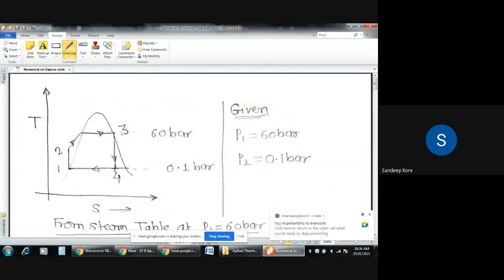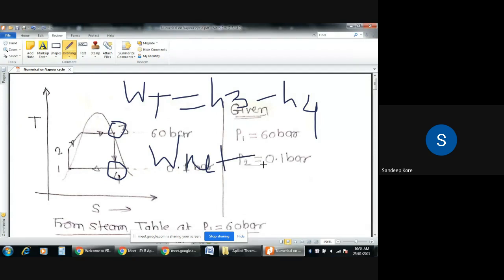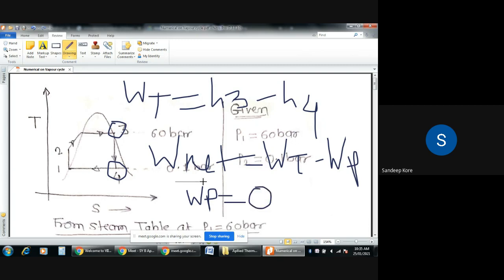So this is the TS diagram. At point 3, the turbine is going to start, and at point 4, the turbine is going to end. So turbine work WT is equal to H3 minus H4. Now what is net work? Net work is equal to turbine work minus pump work. Since we are neglecting the pump work, we assume the pump work is equal to 0. So net work is equal to turbine work.